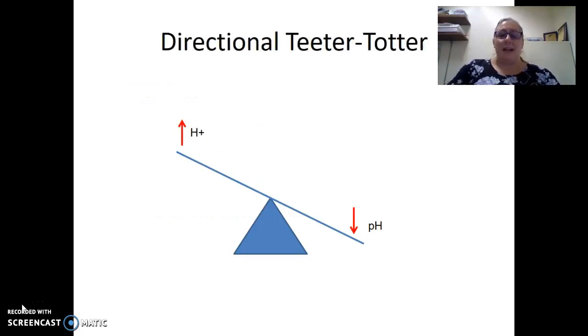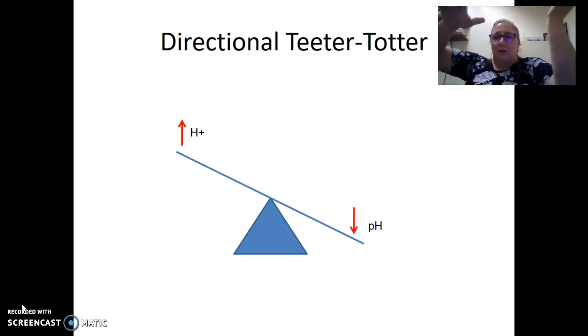So the pH scale is inversely correlated with the amount of hydrogen ions. Hydrogen ions actually lower our pH, so if we have a high amount of hydrogen ions, we're going to have a low pH, which becomes very acidic. If we need to bring our pH up to homeostasis, we have to lower the amount of hydrogen ions.